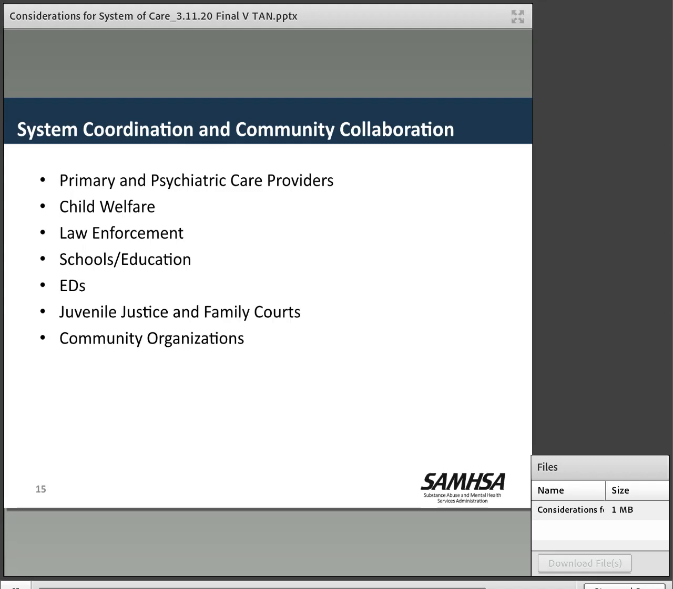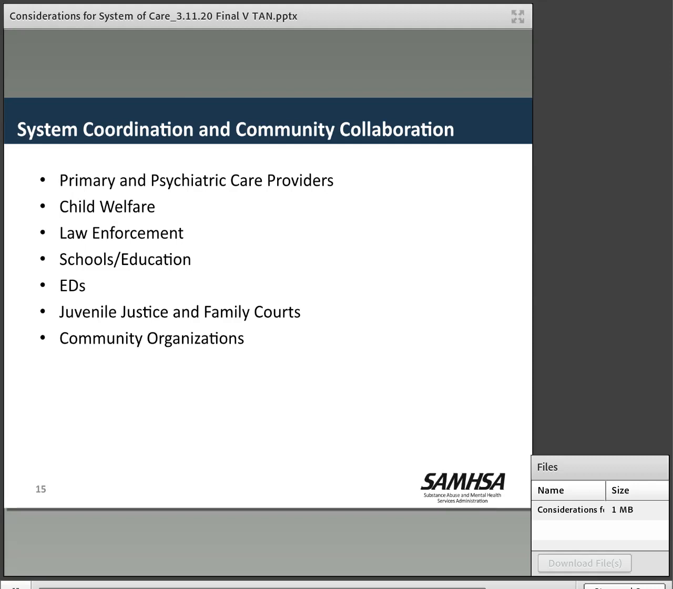You want law enforcement to have tools to be able to engage youth and families and not use things like juvenile detention centers in order to address the community safety concerns that they would bring. You want good connection to care in schools and having them be able to bridge what happens during the school day to the home. You certainly want engagement in emergency departments, juvenile justice and family courts, and community organizations. These are all important partners in working with children.